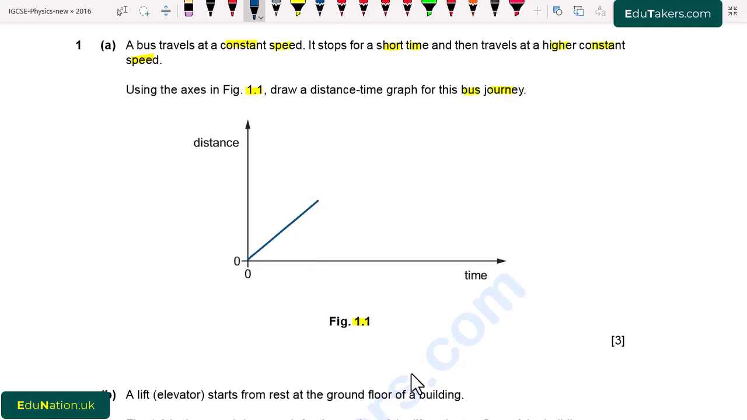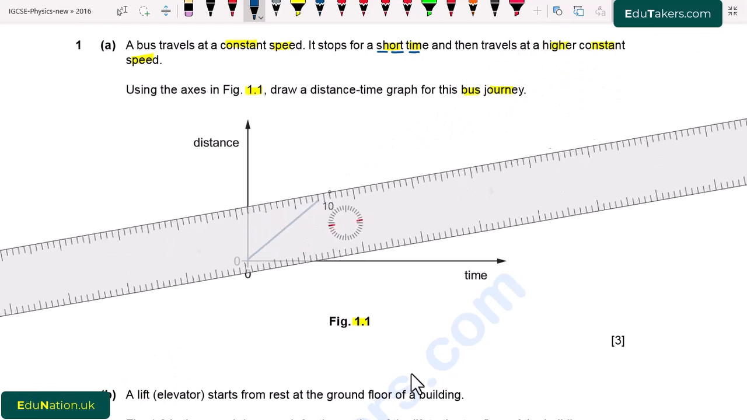Next part is that the bus stops for a short time. When the bus stops, it means that time passes, but the bus does not cover any distance. So there will be a straight line that is parallel to the time axis. I am going to draw this line here.